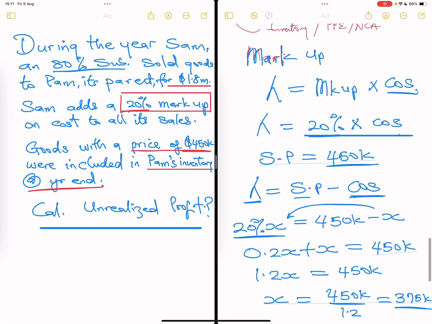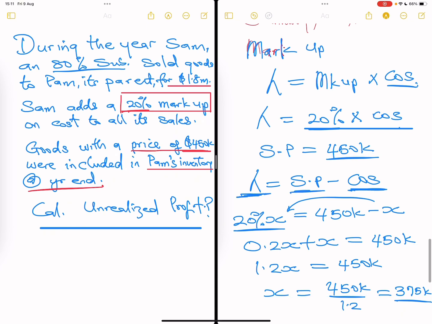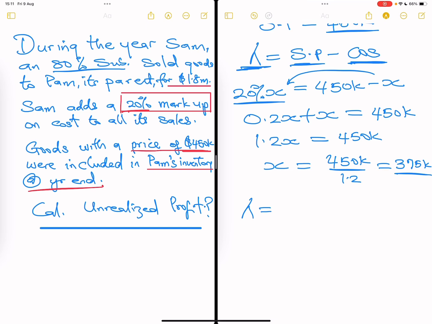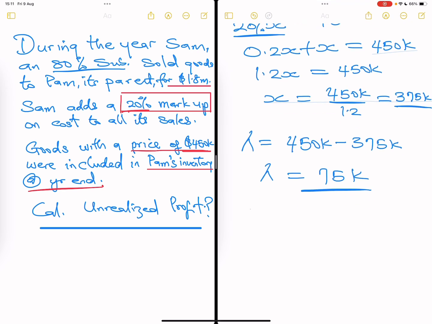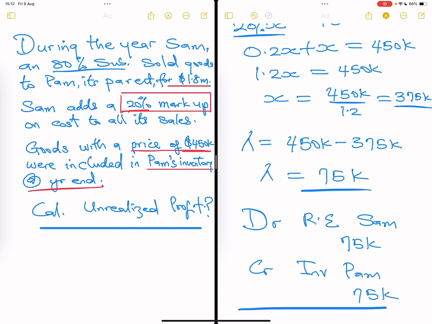So if that's cost of sale, and I know my selling price, then I can get my profit. So my unrealized profit is selling price, which is 450,000, minus 375,000. And my profit will be equal to 75,000. So unrealized profit is 75,000. And in this case, to adjust for this, I need to reduce the retained earnings of who is selling? Sam, by 75K, and reduce the inventory in the buyer's PUP by the same amount, 75K, in my adjustment. And that is it.